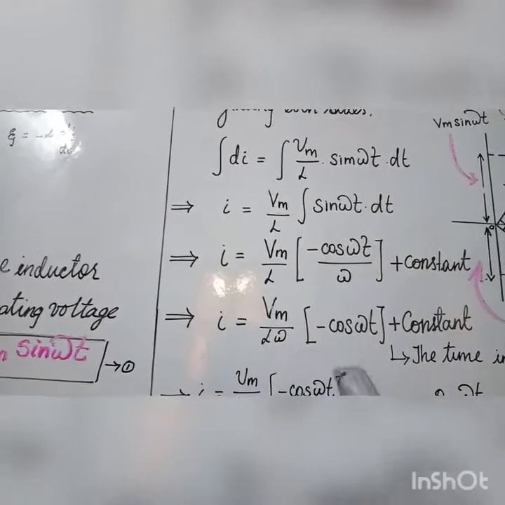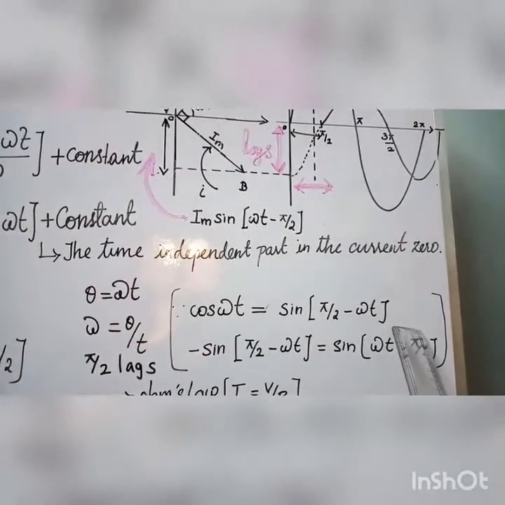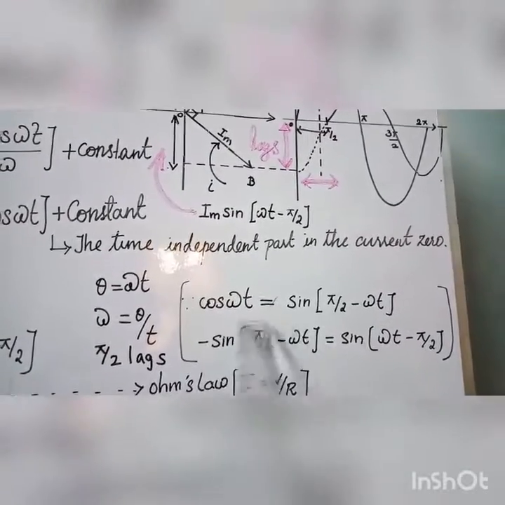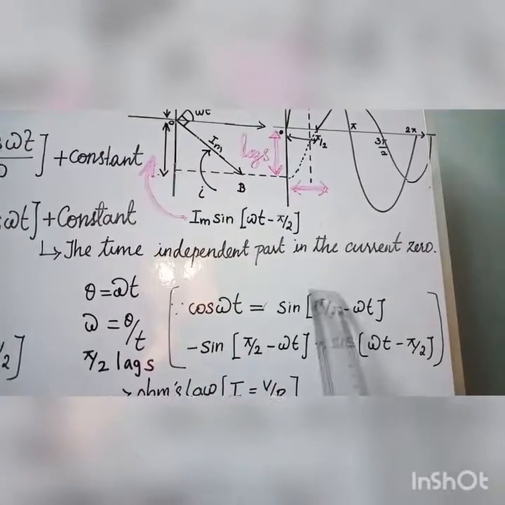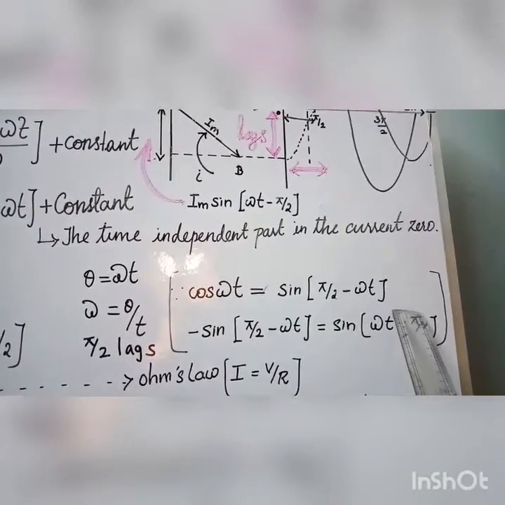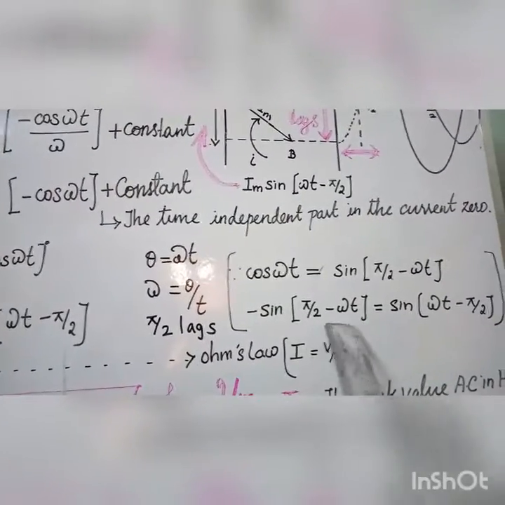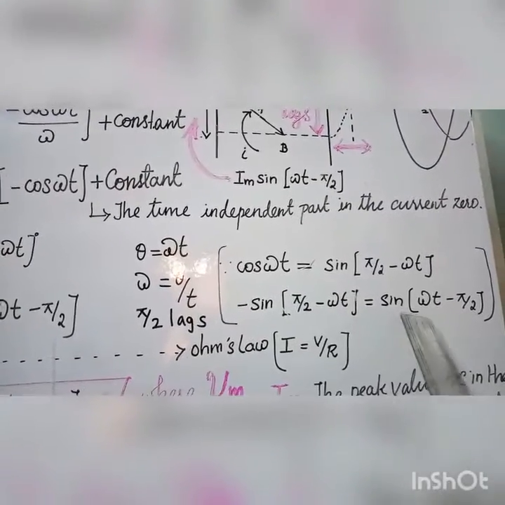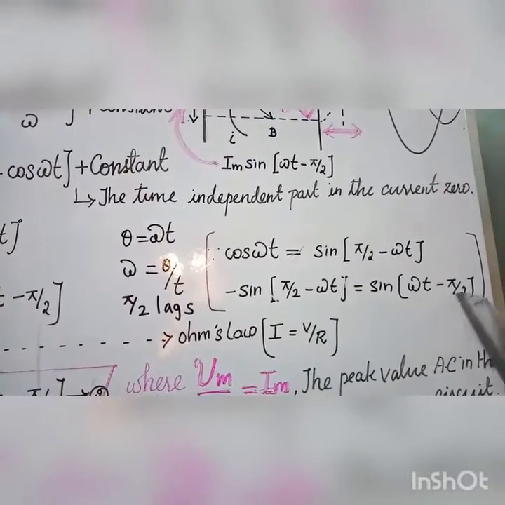What is cos theta? Minus cos theta is equal to sin of (90 minus theta). Here the value of theta is omega into t. So minus cos omega t is equal to sin of (pi by 2 minus omega t), which is minus sin of (omega t minus 90). That is, the sine of (omega t minus pi by 2).